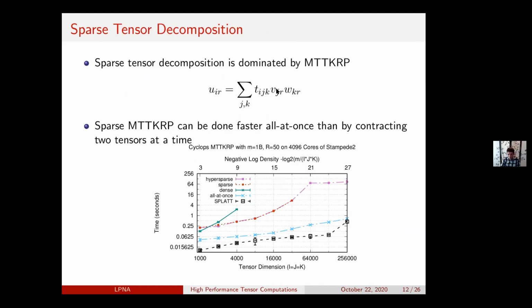Okay, and I wanted to talk a little bit briefly about the sparse case. I think I just have one slide for today on this, to demonstrate a little bit of what we're working on and already have in Cyclops.